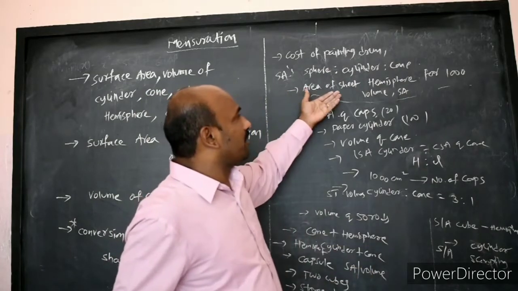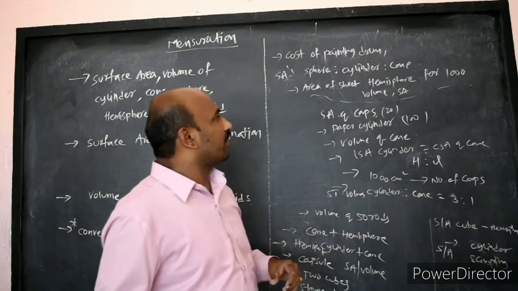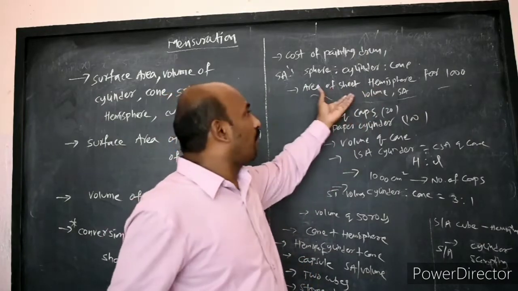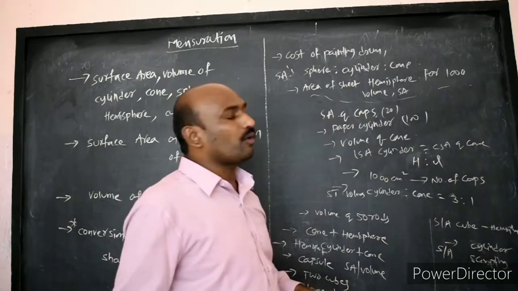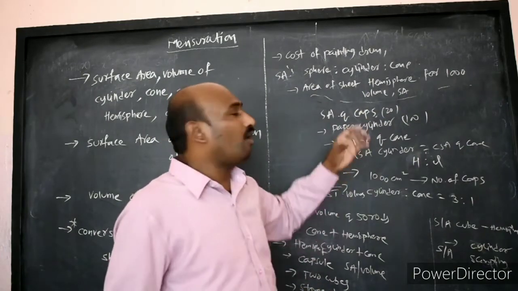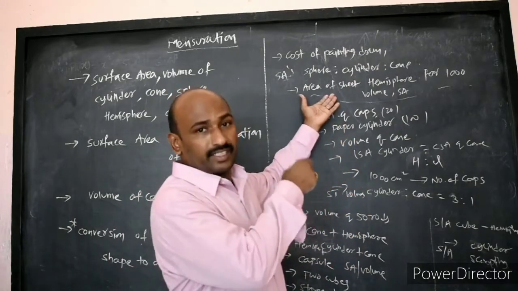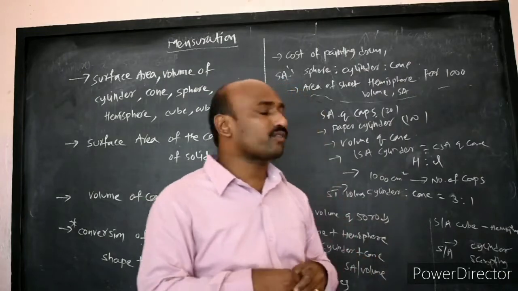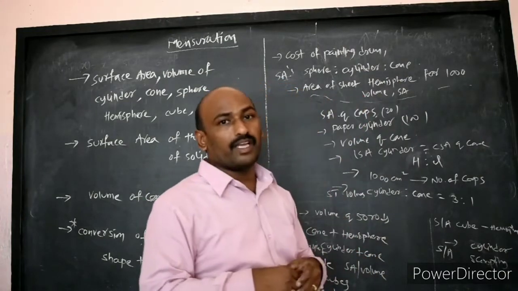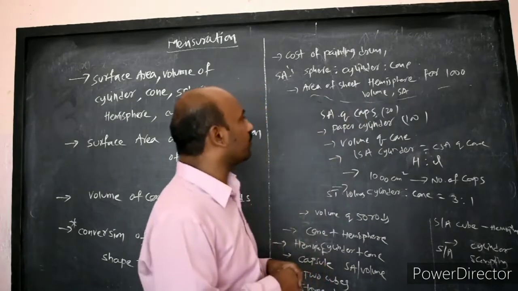And some concepts may be: for an area of sheet of 1000 meter square, how many hemispherical balls we can prepare, or how many hemispheres we can make from 1000 meter square area. What is the radius of that hemisphere if given, and how many we can make from 1000 meter square. We can find out the number of hemispherical balls, and volume and surface areas we can find out.